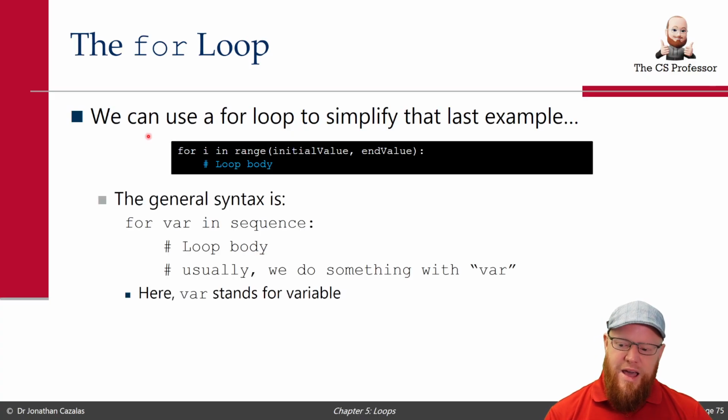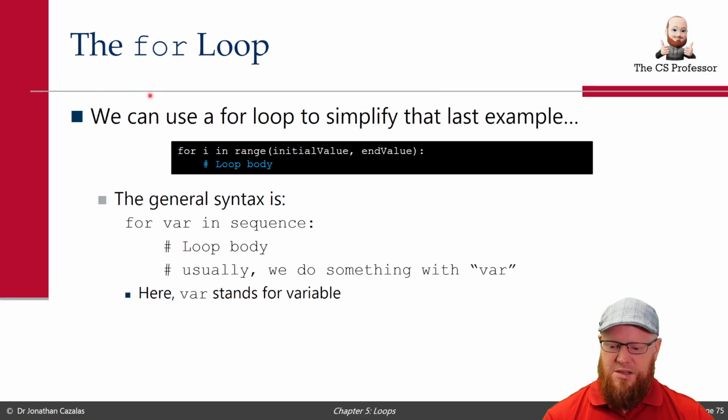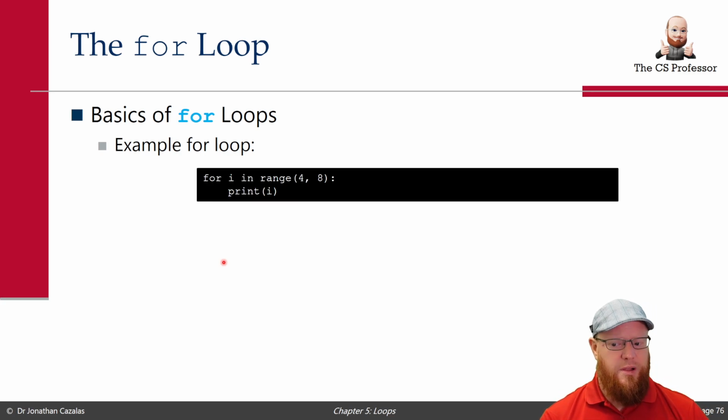So the general syntax of a for loop is you have some variable in a sequence. Here the sequence is a range of values from 0 up to 5, but not including 5, as we saw in this example. And then you simply have what goes on inside the loop body. This is revisiting, just as an introduction here, those same examples we ended up with last time.